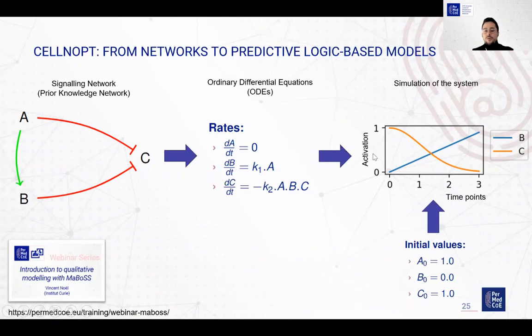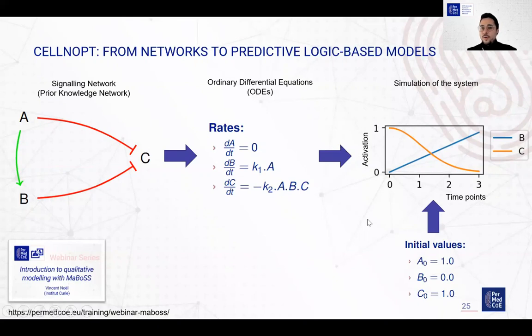And on the right, we can see what happens if we simulate the system with some initial values. Let's say that A is always active, and we start with B inactive and C active. Since A doesn't change over time, A is always active, but B is increasing linearly over time. I hope you can see my mouse. As B increases, it's also suppressing the activity of C. After a few time steps, we end up with a steady state which is not going to change, in which B is always active, A is always active, and C is inactive.